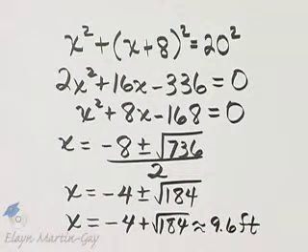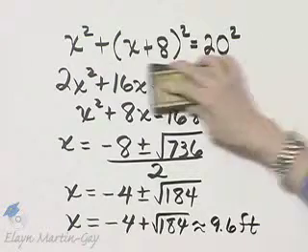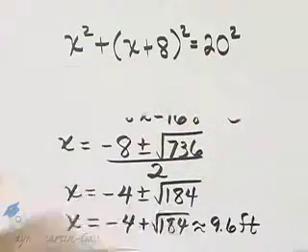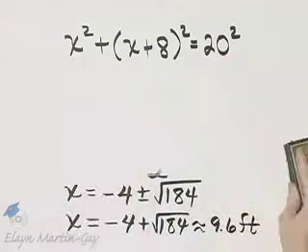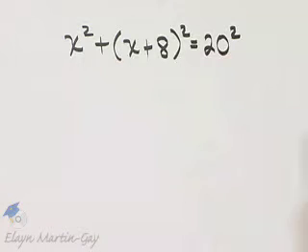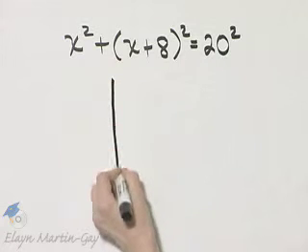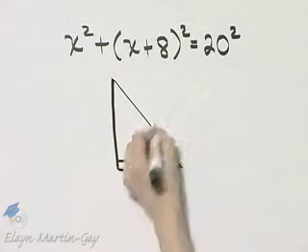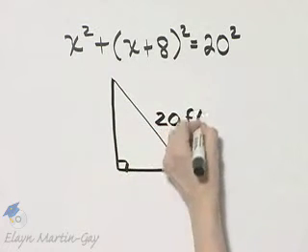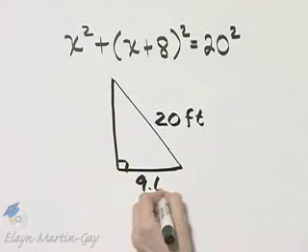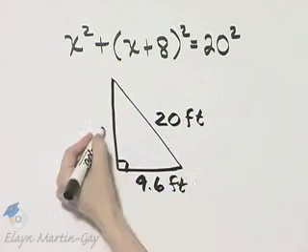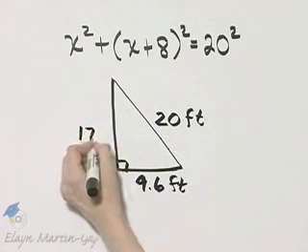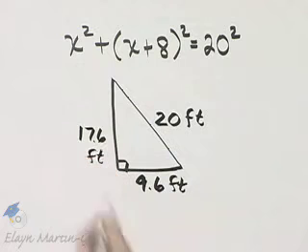So let's think a moment about our triangle. Think a moment about the triangle that was given to you, and remember what x stands for. And x is approximately 9.6 feet. So look what we have. Now I'll hand draw my right triangle. This is 20 feet. This is 9.6 feet. This is 8 feet longer, so this is 17.6 feet.